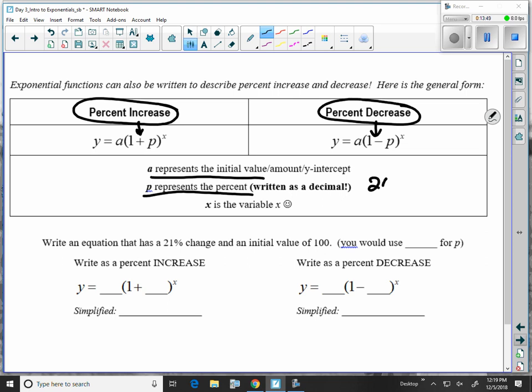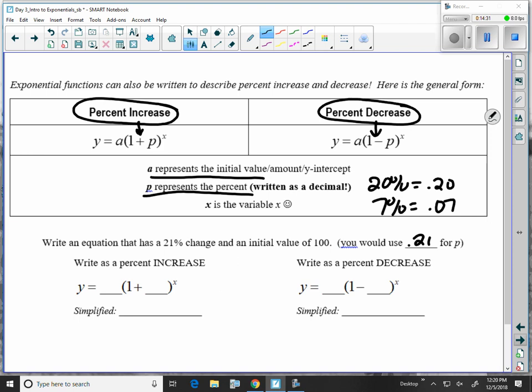So if I told you 20%, it would be 0.20, okay, or 0.2, however you want to write it. What if I told you 7%? 0.07. Okay, you have to be so careful with these equations. Have to, okay? Because if you put in just 20 for P, it's not going to be right. You have to put it in as a decimal, okay? So, if we have a 21% change, what's going to be my P? 0.21.